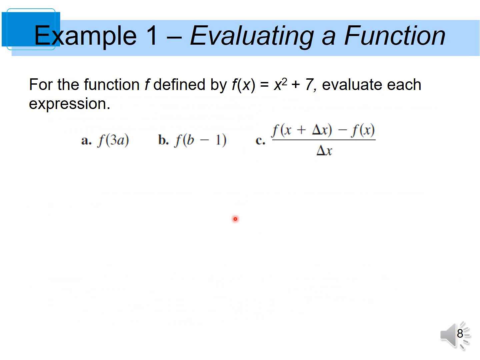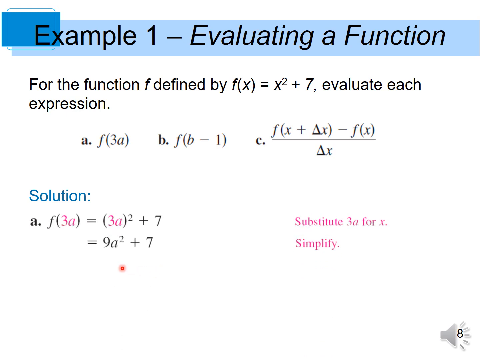Look at the first example. For the function f defined by fx equal to x squared plus 7, evaluate each expression. For a, we have f of 3a. So you replace the x by 3a. So you will have 3a squared plus 7. You expand the 3a, so you have 9a squared plus 7.